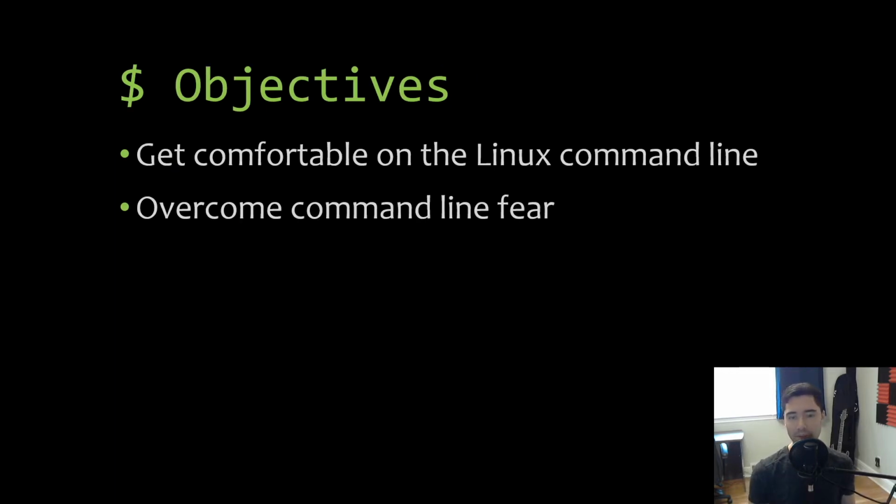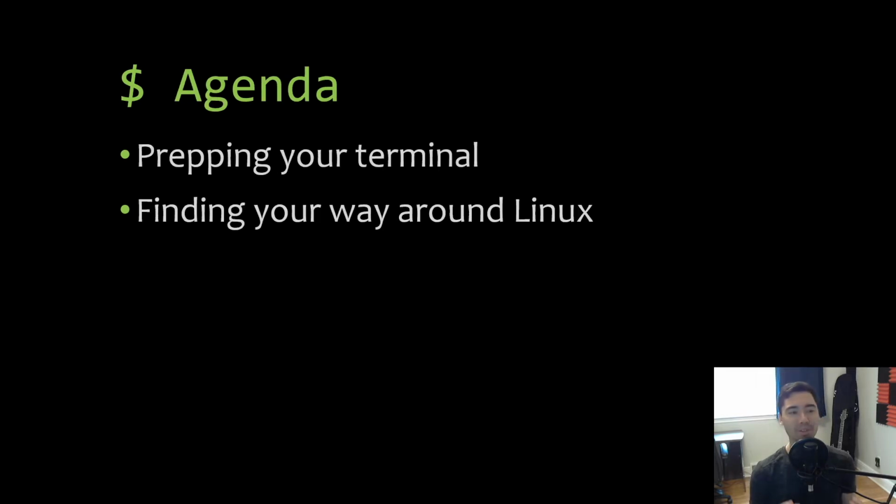By the end of this video, I want you guys to feel a lot more comfortable with the Linux command line. First things first, I'm going to show you how you can prepare your terminal. Let's say you don't like the font size, color, or font. I'm going to show you how you can change that. Next, I'll be showing you how you can find your way around Linux. More specifically, how you can go about listing, creating, and removing files and directories, let alone understanding the difference between hard links, soft links, relative, and absolute paths.